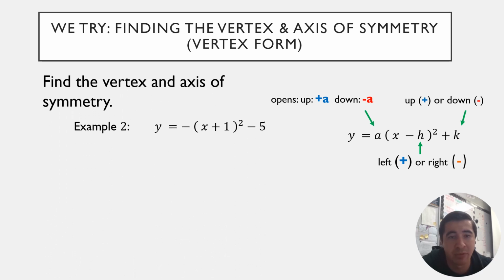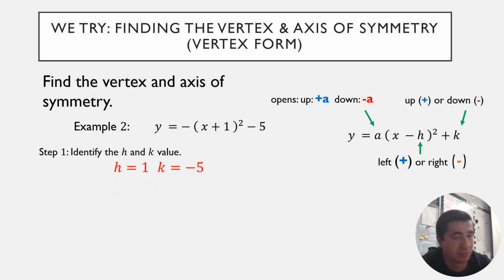I have an example for you. In this case, find the vertex and the axis of symmetry of example number 2. y equals negative parentheses x plus 1 squared minus 5. Again, your first step is to identify the h and the k. On your paper, sorry. Well, I already gave it to you, but I'm pretty sure you can identify that the h is 1 and that the k is negative 5.